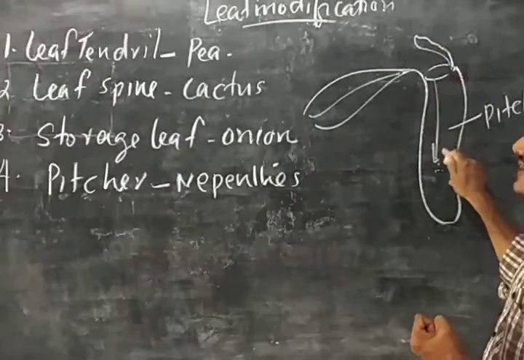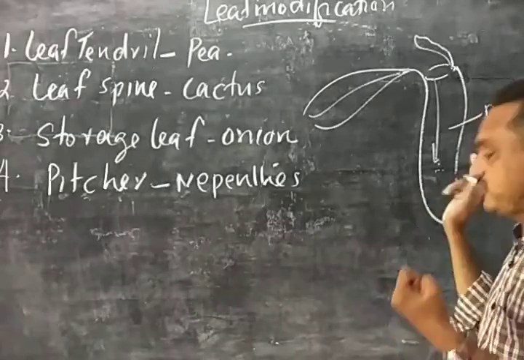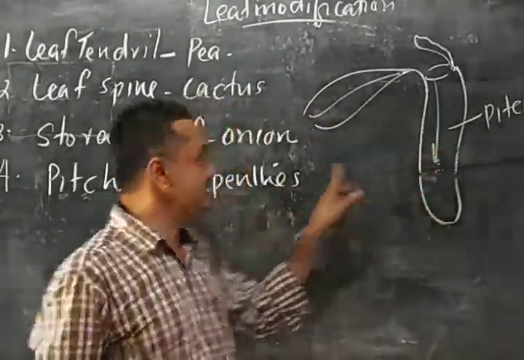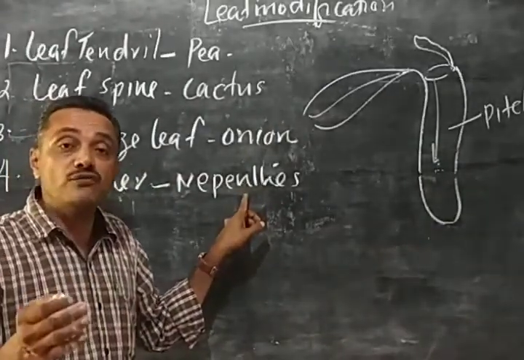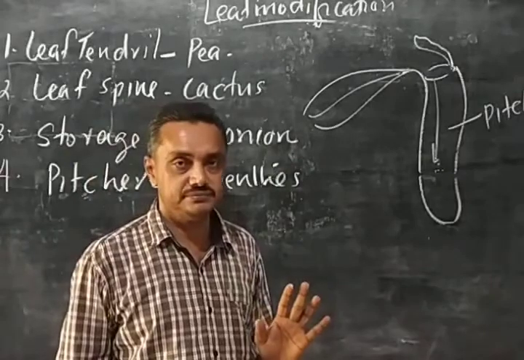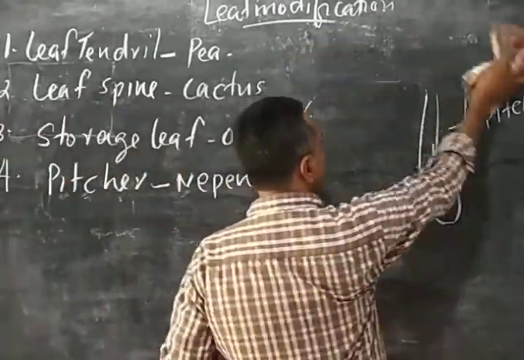These insects are digested and absorbed by the wall of the pitcher. So this bag-like structure is called a pitcher. In plants like Nepenthes, leaves are modified into a pitcher for catching insects. This modification is called a pitcher.